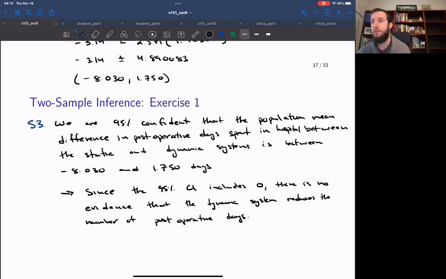between the two systems could be 0, which effectively means that there's no difference between how long you spend in hospital post-surgery on either system. So this interval is not giving us sufficient evidence to conclude that there's actually a reduction in post-operative days if you use the dynamic system. And this, of course, would agree with the hypothesis test conclusion, because from the hypothesis test, we found the same result, that there's no evidence that the dynamic system is reducing how long patients spend in hospital post-surgery. All right. Any questions?